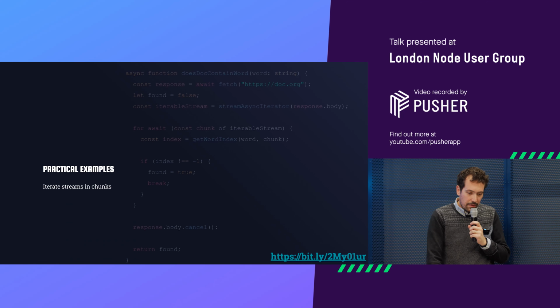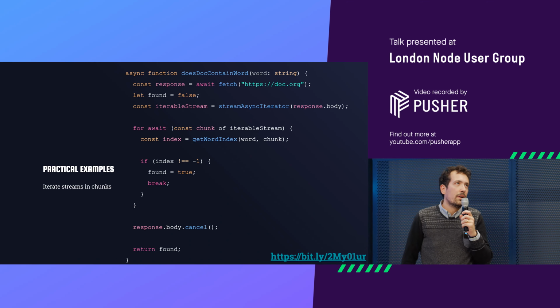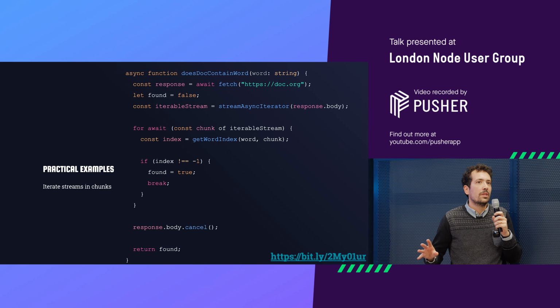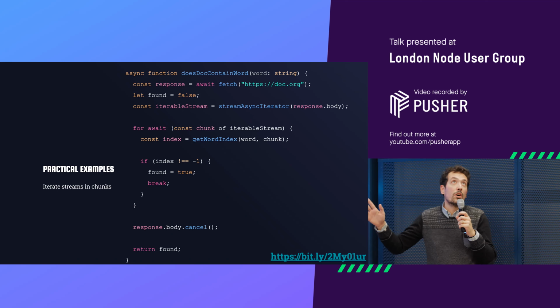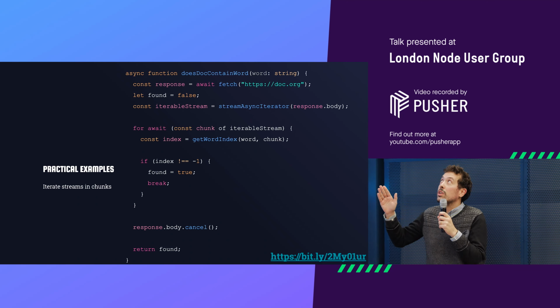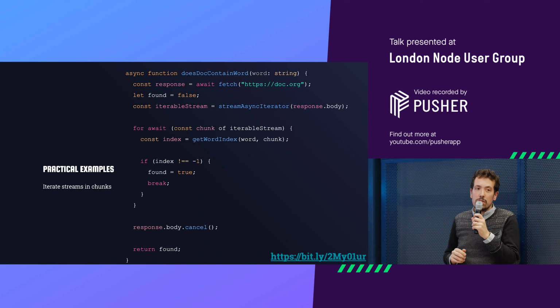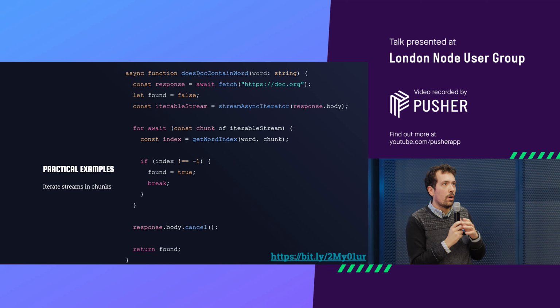Let's give a practical example. In this example, we are performing a word search on a document. It's not a full text search. There is a request and on demand. What this means is that if this document has 4 gigs, I'm going to download it over fetch. Oh, by the way, sorry. Fetch response. The body is a readable stream, a stream that you can read from.